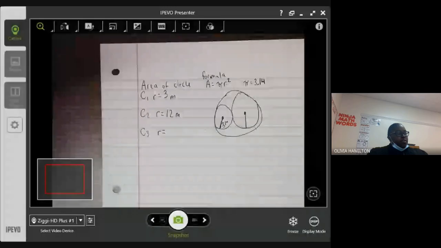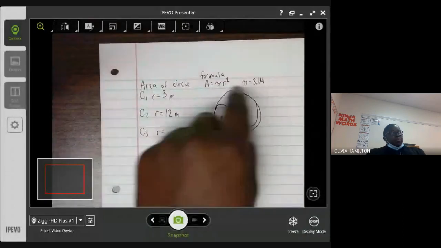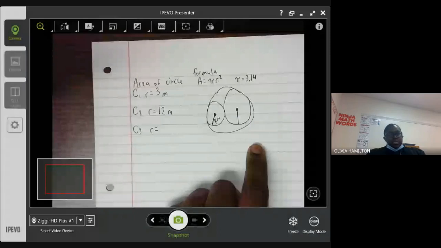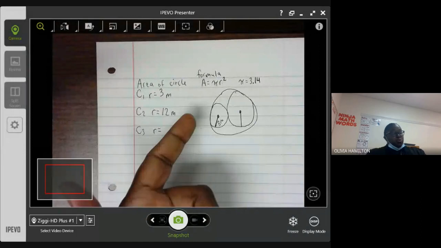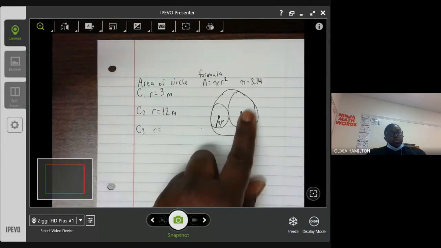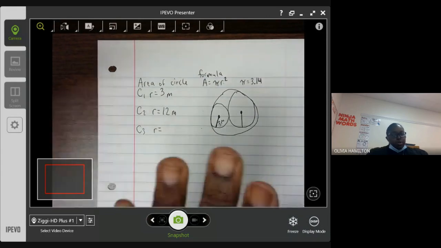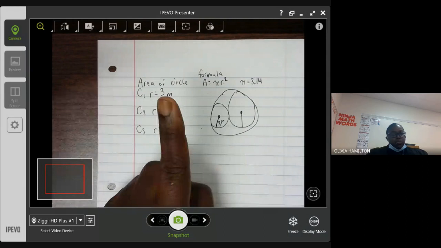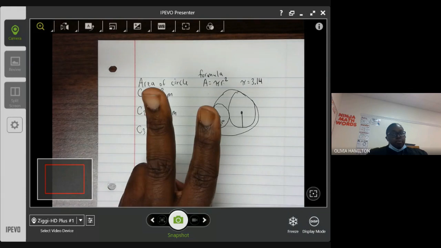I need something else that's going to help me with my big circle. Another thing we know of is the circumference, which is the distance around a circle. Well, that's not really going to help me either, because I'm not trying to find the distance around. I'm trying to find the space within, which is the area. So knowing the circumference is not going to help you in this problem. And knowing the radius of the two smaller ones is not going to help, because that's not going to help you get the radius of the big one.